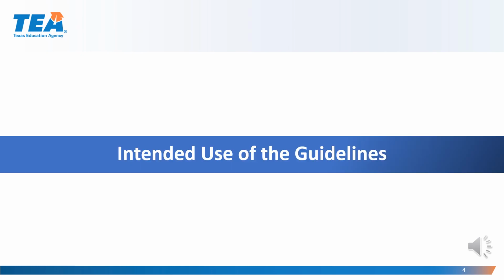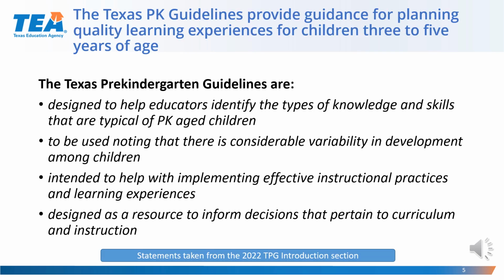The information on the following slides will cover the intended use of the Prekindergarten Guidelines. All of the information is found in the Introduction section of the 2022 Texas Prekindergarten Guidelines. The Texas Prekindergarten Guidelines provide guidance for planning quality learning experiences for children ages 3 to 5. Some important things to note are that the Texas Prekindergarten Guidelines are designed to help educators identify the types of knowledge and skills that are typical of pre-K age children.